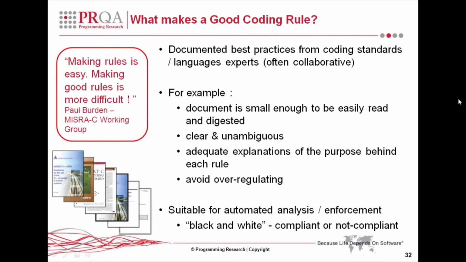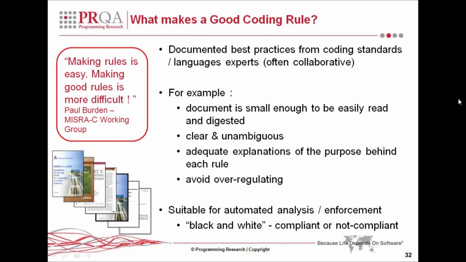But how do you write your own coding standard? What makes a good coding rule? Well, you should look at the best practices which have been documented from the coding standards or from language experts. Good coding rules often require collaborative information. A quotation from Paul Burden on the MISRA C working group, who works for programming research: "Making rules is easy, but making good rules is more difficult."